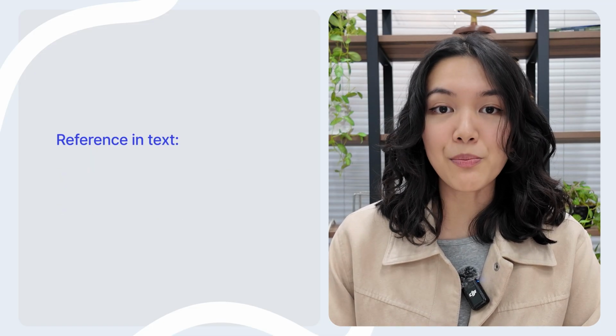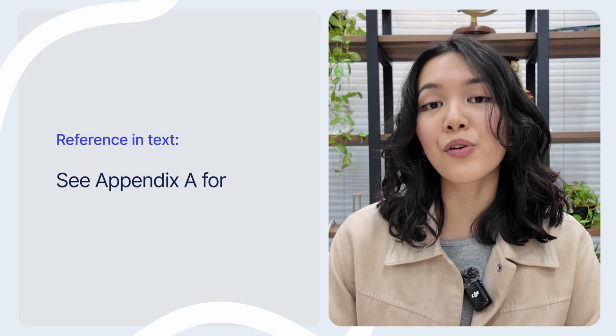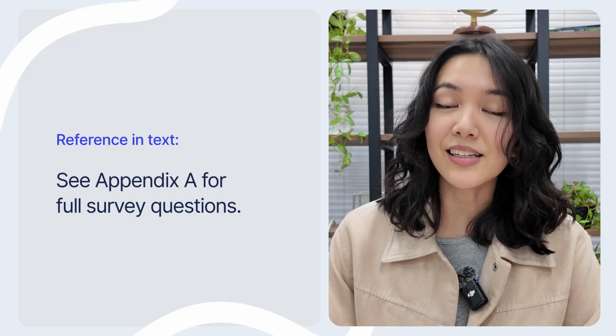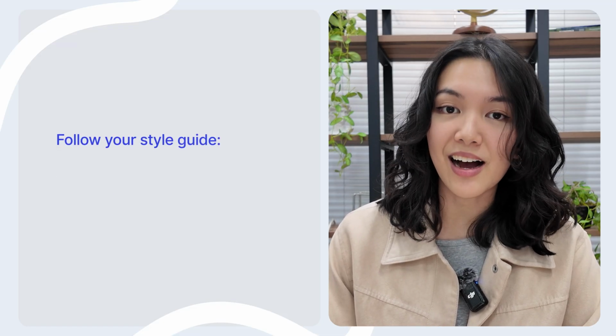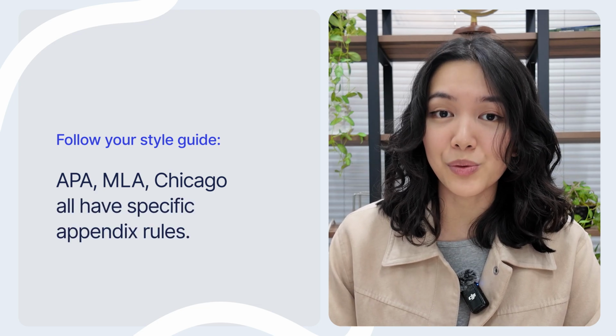Next, remember to reference them in text. For example, see Appendix A for the full survey questions. And lastly, don't forget to follow your style guide. APA, MLA, Chicago, they all have specific appendix rules. Professional formatting shows attention to detail.